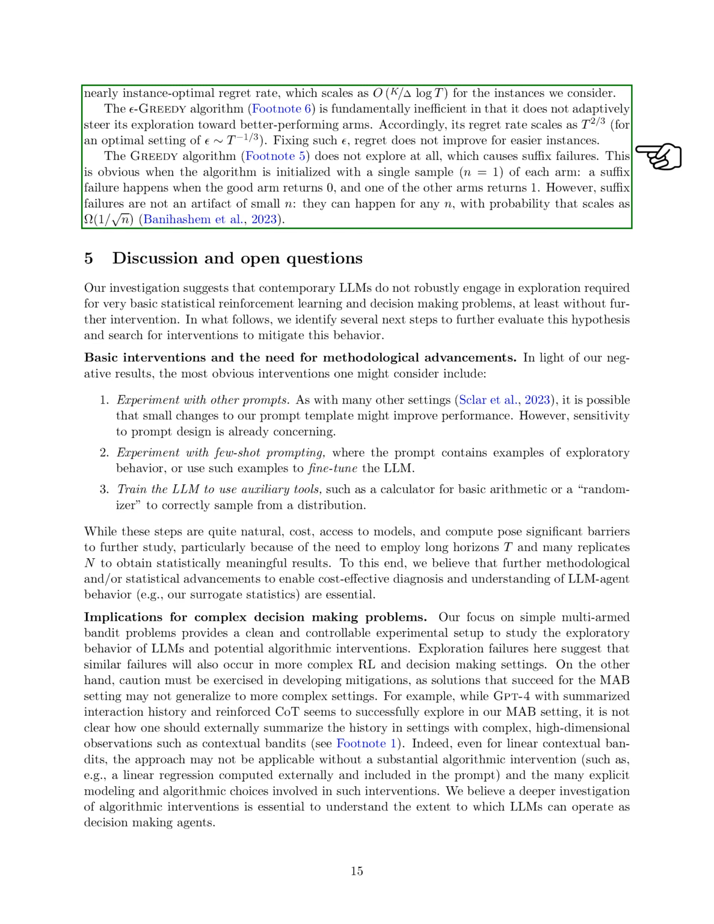In contrast, the epsilon-greedy algorithm is inefficient as it does not adaptively explore better performing arms, leading to higher regret rates. The greedy algorithm, which does not explore at all, can result in failures when initialized with limited information about each arm.